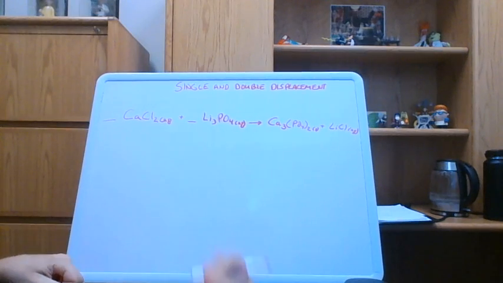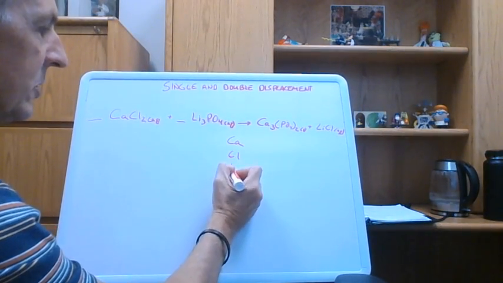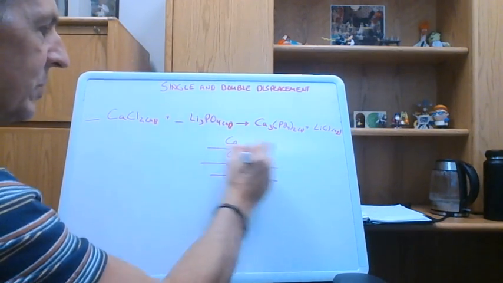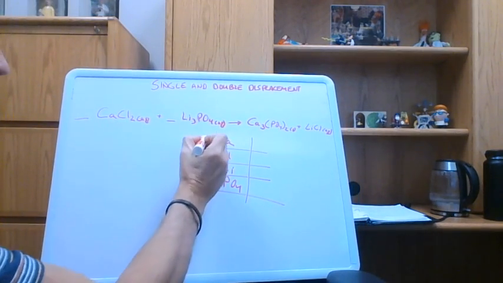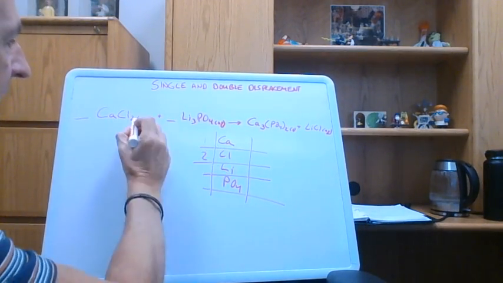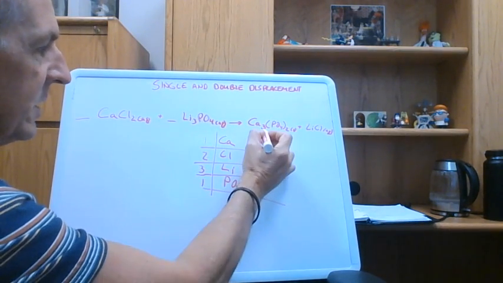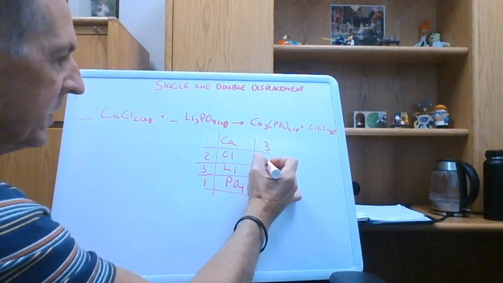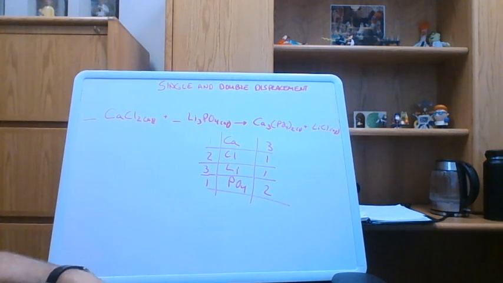Now we have to balance our equation. So we're trying to balance calcium, chlorine, lithium, and we're going to keep this phosphate as one group and just balance it as a group. So here we have one calcium atom, two chlorine atoms, 3 lithium atoms, and 1 phosphate group. Here we have 3 calcium, 2 phosphate, 1 chlorine, and 1 lithium. All right, so we're pretty far from balanced here.